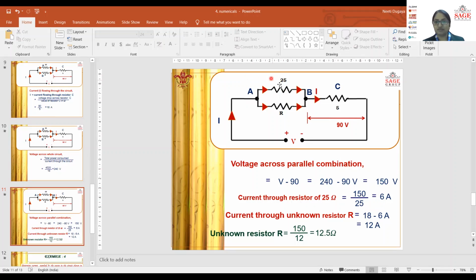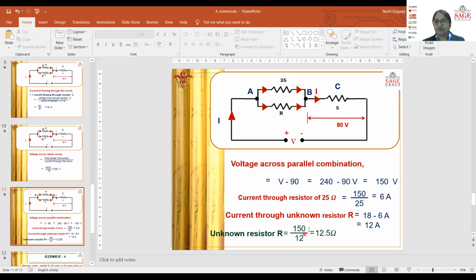So 6 ampere current would be flowing here, and the current flowing through C is 18. So the current flowing through this R resistance would definitely be 18 minus 6, that is 12 amperes. Why? Because we know that current always splits. This current I is 18, and this splits into the branches I1 and I2. Here it is going 6, so obviously from 18, 6 would be reduced, and the rest, 12 amperes, would be flowing through this R, right? So how can we calculate R now?